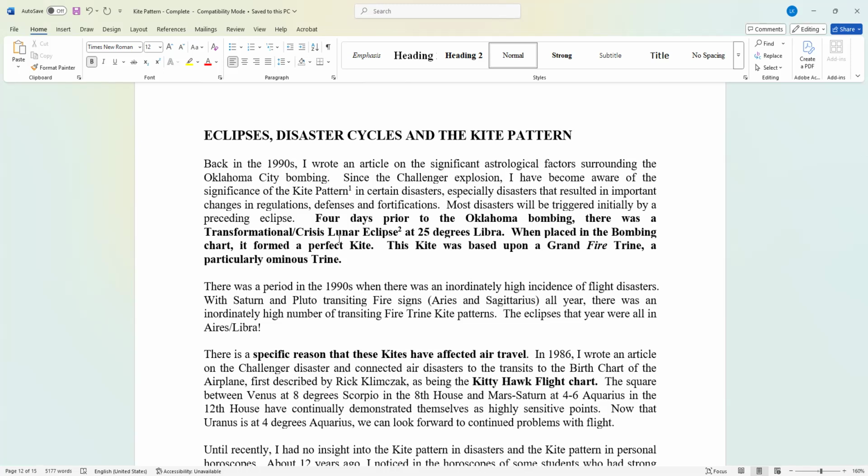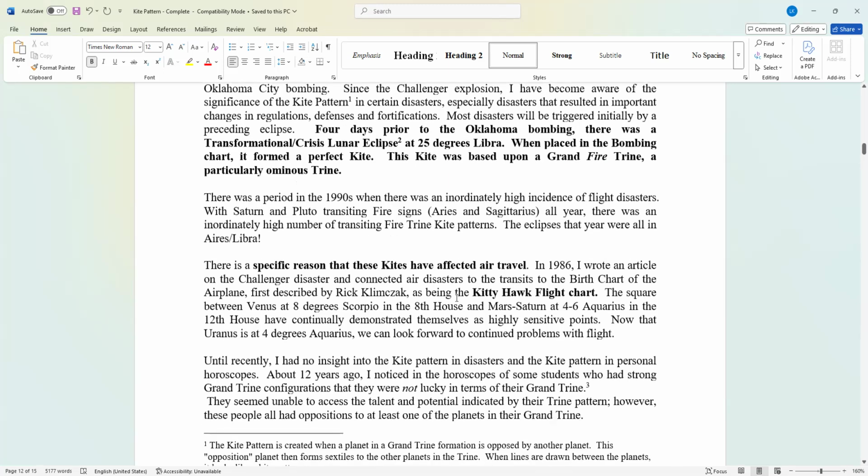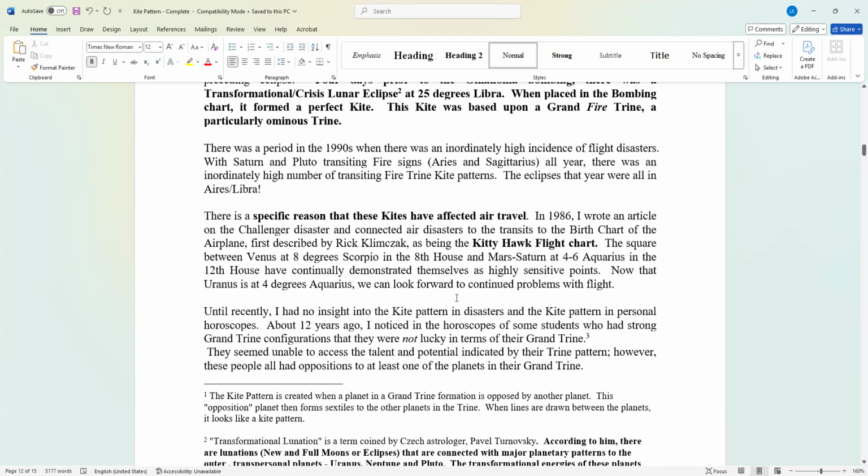Now, in the 1990s, there was an inordinately high incidence of flight disasters with these kite patterns because at that time there were a lot of grand fire trines. And so if I have the chart for Kitty Hawk, I use the Kitty Hawk chart as the birth chart for the airplane. And it really works. Often when there's a disaster, you'll find planets in Sagittarius or Aquarius because there are a lot of planets in Sagittarius and Aquarius in the Kitty Hawk chart.